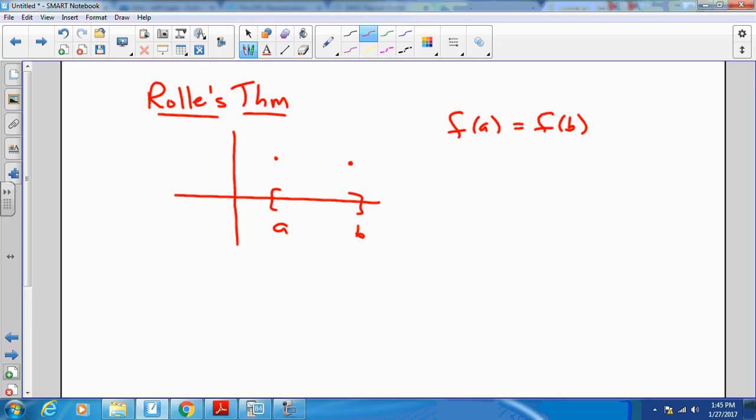Now, for the second condition, actually I'm going to ask you for the second and third conditions together. I'm going to ask you to draw a function between A and B so that your function is continuous and differentiable. Continuous, pretty clear. Differentiable, no corners, no cusps, no vertical tangents. Okay? Go ahead. Draw a function, any function, between f of A and f of B that is both continuous and differentiable.